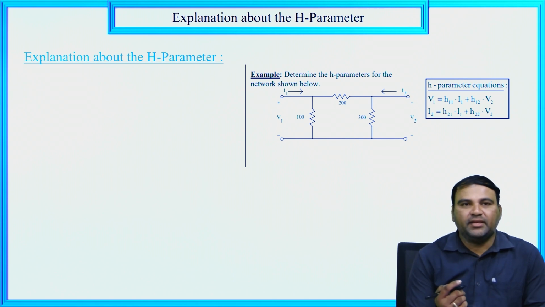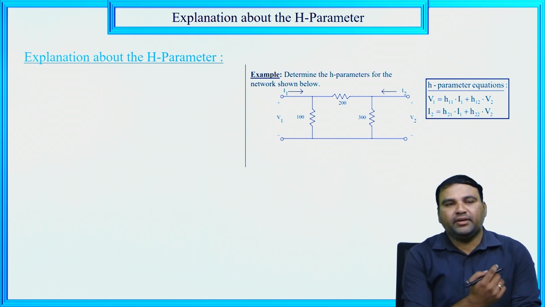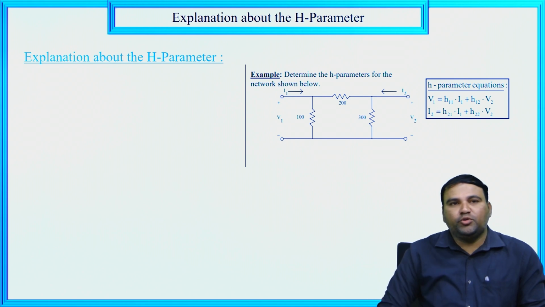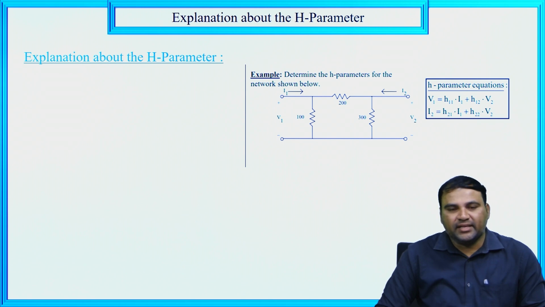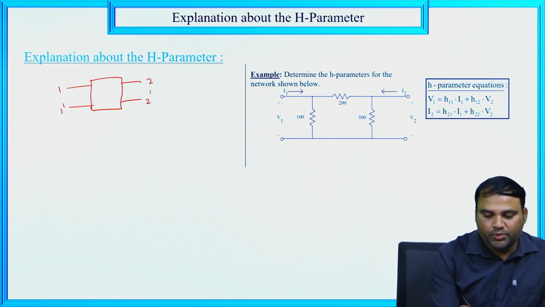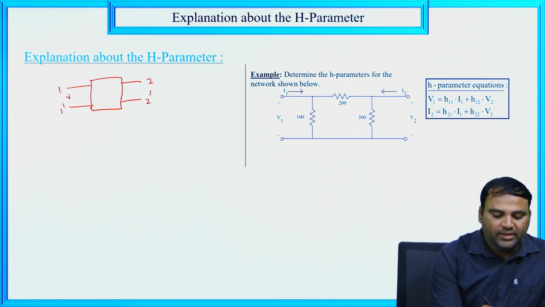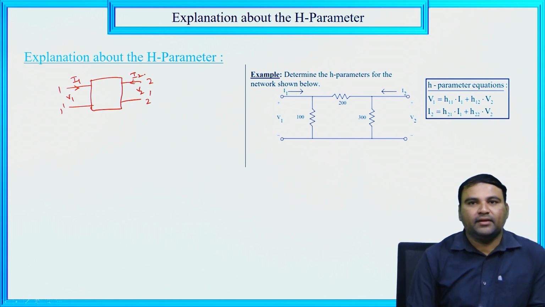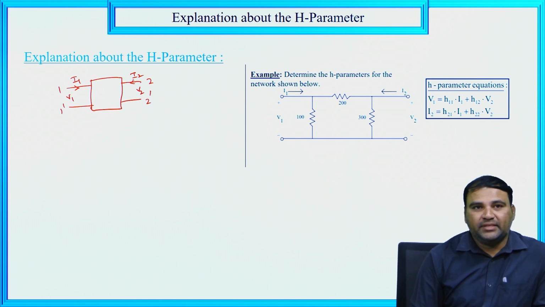For the H parameter, we have to take a two-port network. The two-port network consists of two ports: port 1 for the primary side and port 2 for the secondary side, right? Here is the network. Port 1 is 1-1 dash, port 2 is 2-2 dash. The first port voltage is V1, the second port voltage is V2, the first port current is I1, and the secondary current is I2, right?